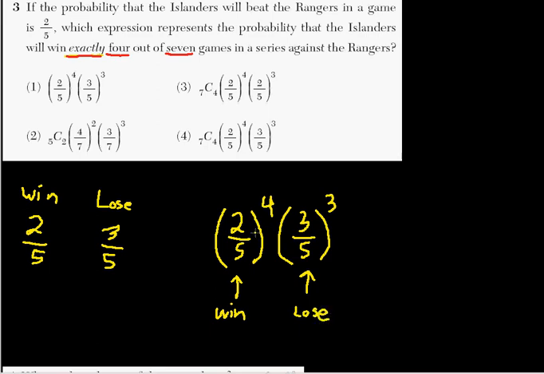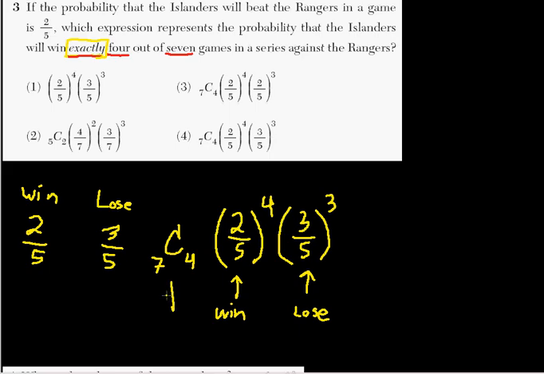Okay, but we're not quite done, because what we have here is a series of W's and L's, essentially, and the order doesn't really matter. We only care that they win exactly 4 of them. You know, this keyword here, win exactly 4 of them. So we need to show that there's a combination happening here. Out of 7 games, they have to win 4 of them.